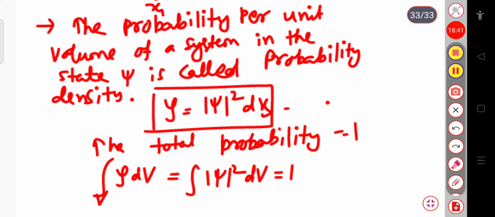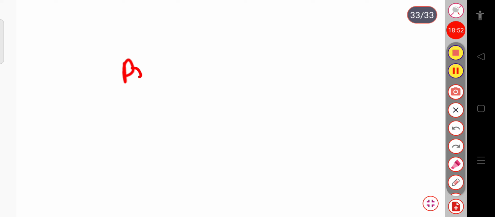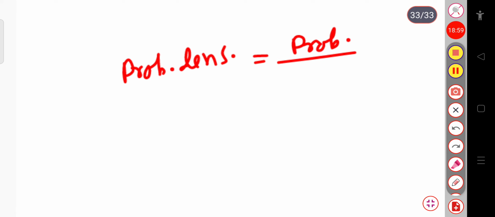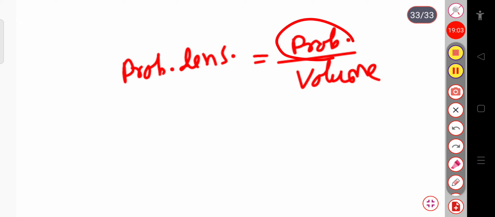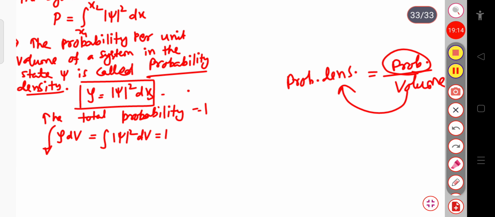Here you should know that the probability density is nothing but probability per unit volume. When you are calculating the probability density, this is nothing but probability divided by volume. Then if you calculate the probability of the system, this is nothing but probability density into volume. So in this expression, the probability means here this rho, the density, into the volume dv, and here we are integrating over the total volume. So this is simply probability density into volume, that will give the total probability of the system. So these are some properties of the wave function.